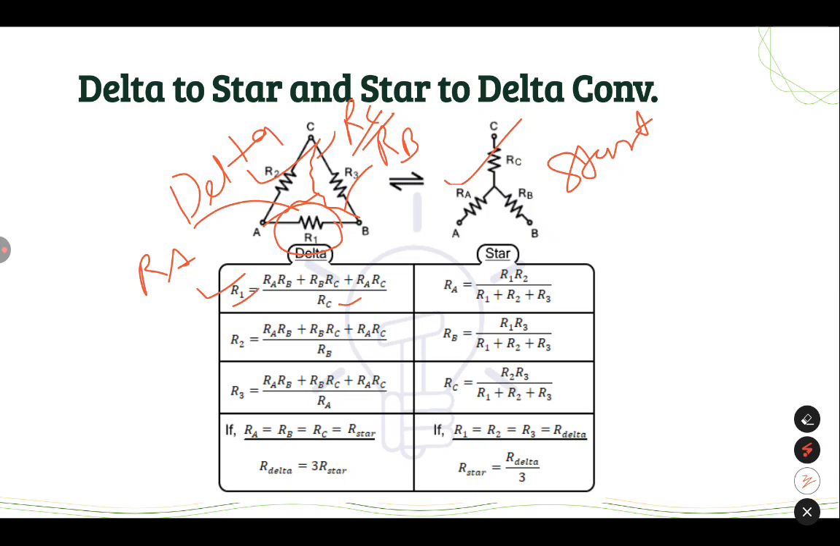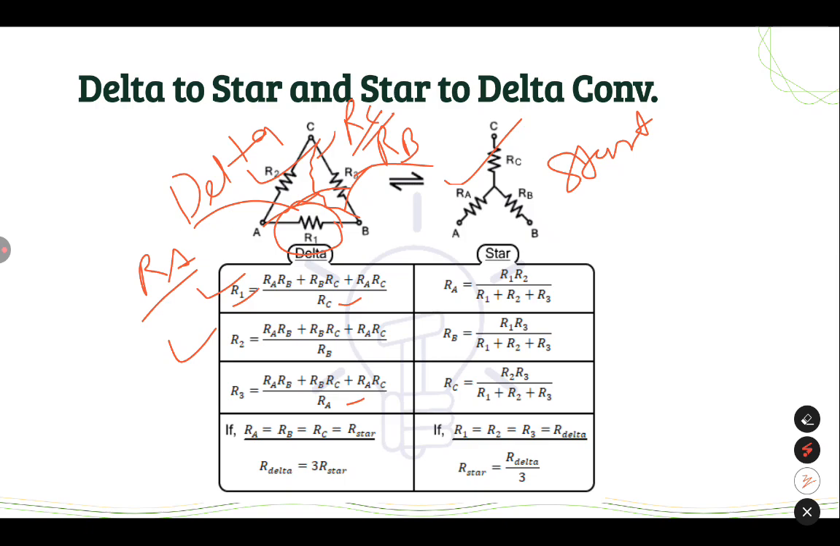Now if we talk about R3, the opposite resistor in star for R3 is RA. So here the denominator is RA. The numerator is the same, but only the denominator you have to remember. This is the way through which you can remember this formula from star to delta.